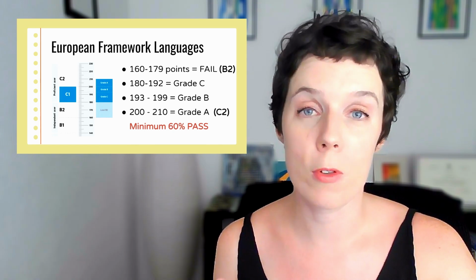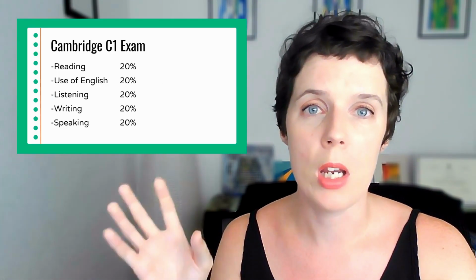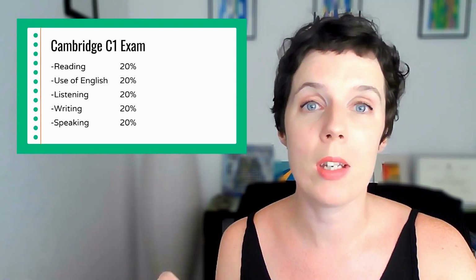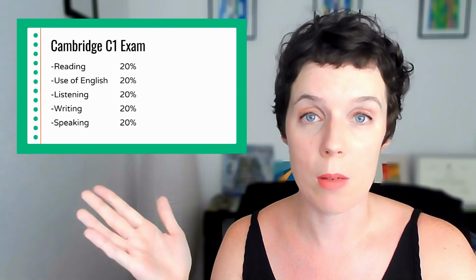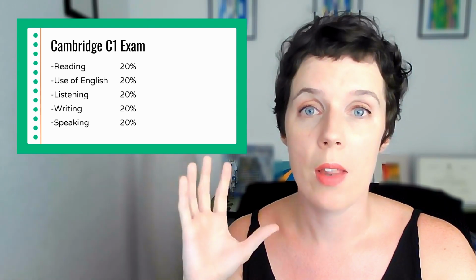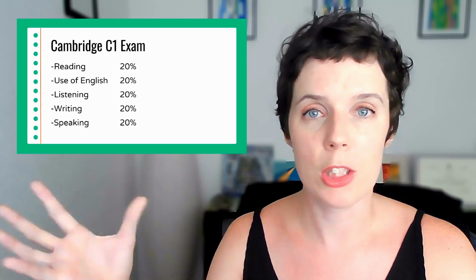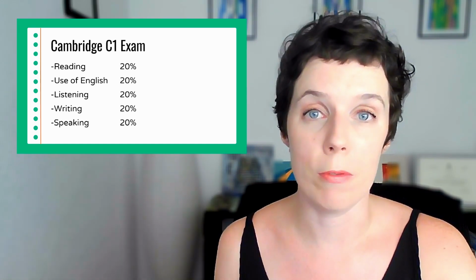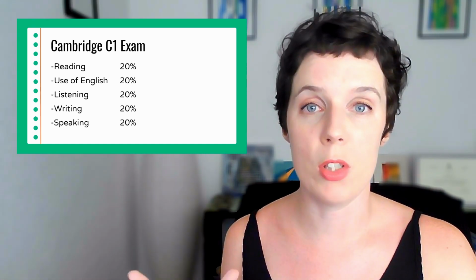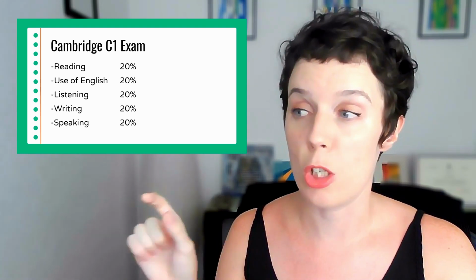I say an average because that's exactly what it is. So if you take a look at how each part of your exam is weighted, they're all weighted the same. Okay, 20% reading, use of English, listening and writing. They're all worth 20% of your exam, and then the examiner adds up all those scores and you get an average. All right, so that's how your exam is marked overall. Now we're going to go into detail into each part of the exam.